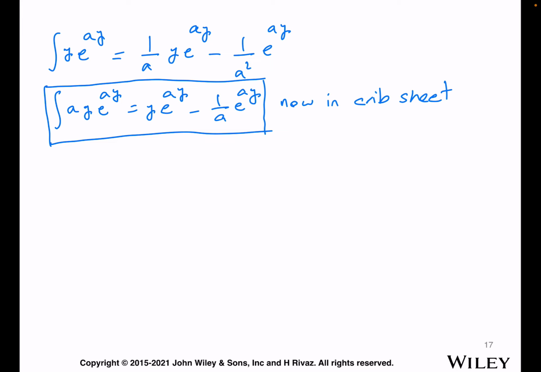So basically, what we can do now is that we can just plug in. And these two equations are the same, right? What I did in the one in the box is that I multiplied both sides by a. Otherwise, they are the same thing. And I added the one in the box to the crib sheet because I think it's a bit simpler than the other one.